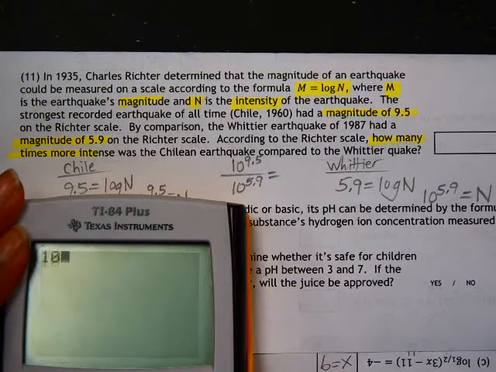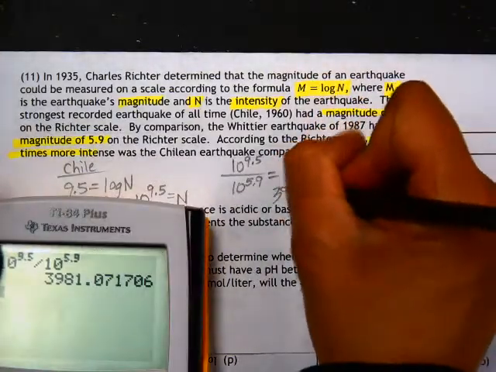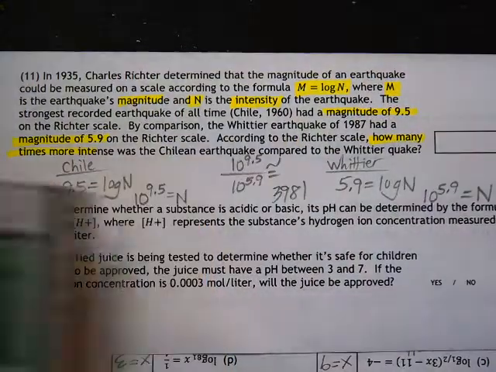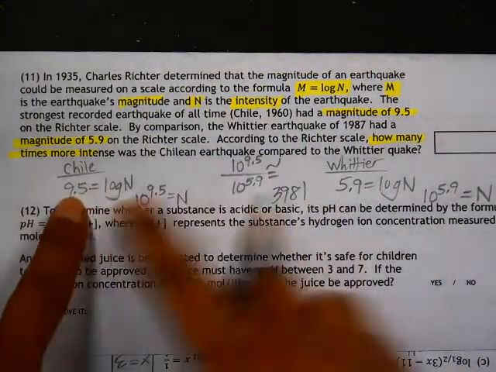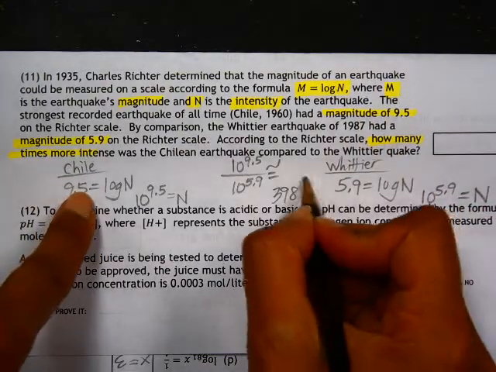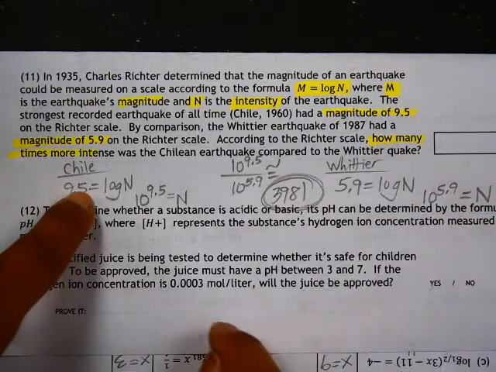So 10 to the power of 9.5 divided by 10 to the power of 5.9 is approximately 3,981. So that means even though this was 9.5 magnitude and this was 5.9 magnitude, the Chilean earthquake was actually 3,981 times more intense than the earthquake in Whittier.